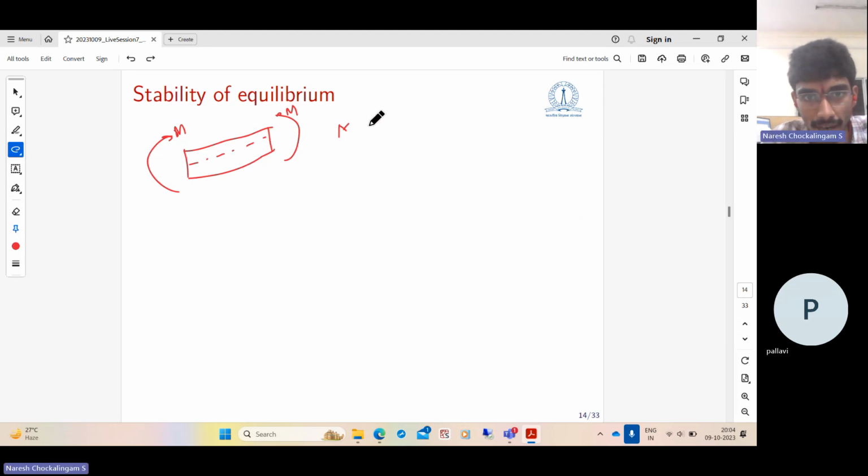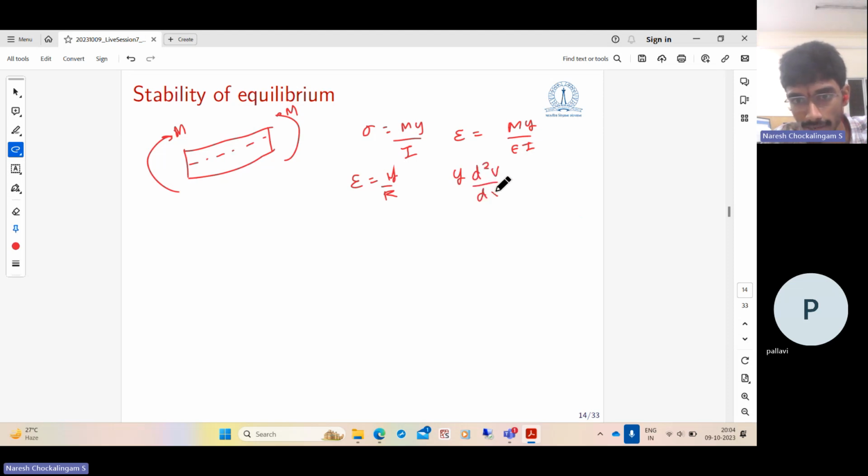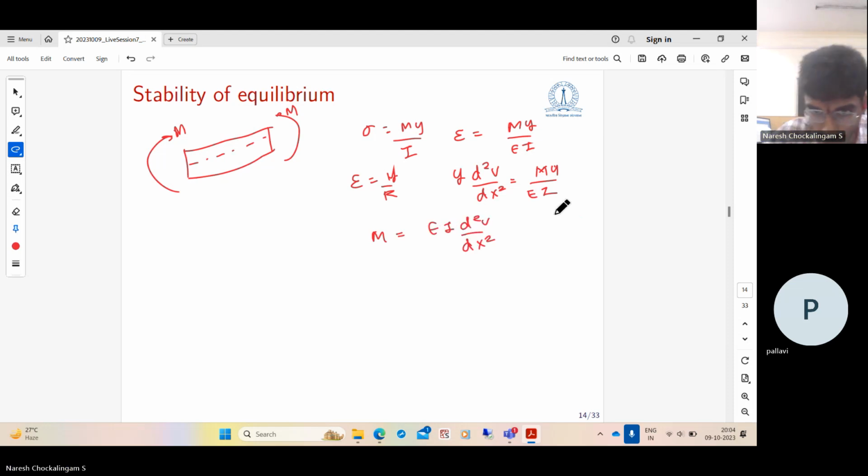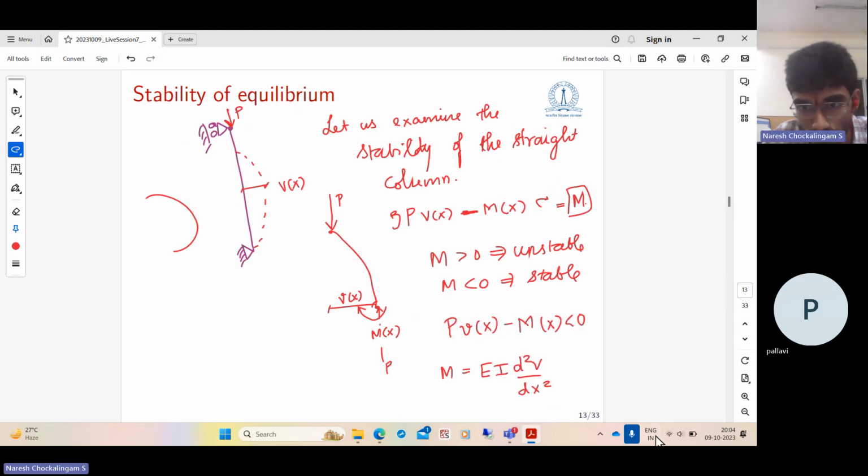So basically you have sigma is equal to My by I, which means the strain is equal to My by EI. But the strain has a linear distribution, so we can find the strain itself is equal to 1 by r into the displacement. And if you do all that, you get this. This is y by r. So 1 by r is d square v by dx square is equal to My by EI. Therefore, the moment is equal to EI d square v by dx square.